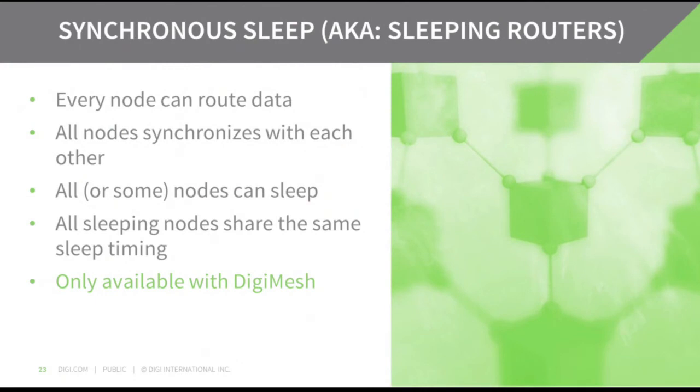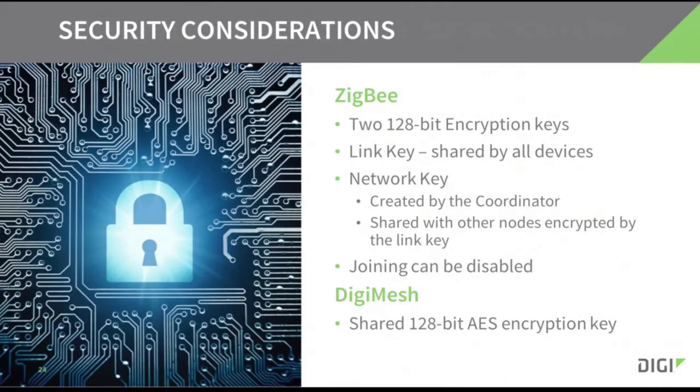So let's talk a little bit about security. This is an area where that association process of ZigBee gives us a couple more options that are not available with DigiMesh. With ZigBee, we have two 128-bit encryption keys employed. The first one is the link key. This is typically preset at the factory and is shared with all devices, and this is the key that's used to associate to the network. Once we associate, we pick up the network key over the air, encrypted by the link key.